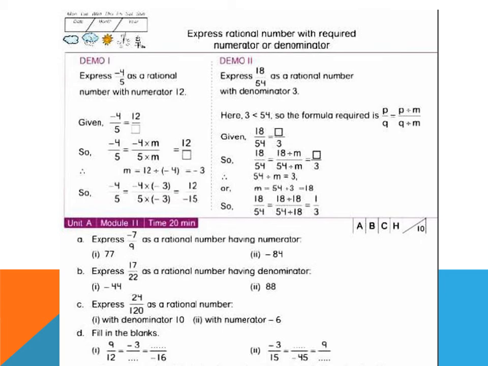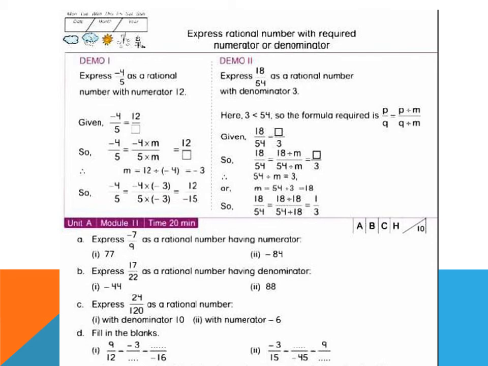Question number A, express minus 7 by 9 as a rational number having the numerator 77. So now you have to convert the numerator minus 7 into 77. We have to multiply it by minus 11. So minus 7 into minus 11 gives us 77. Again 9 into minus 11 gives us minus 99. So the required rational number will be 77 by minus 99.